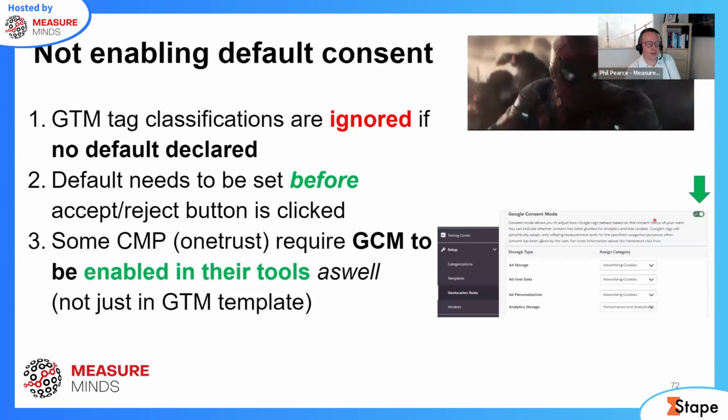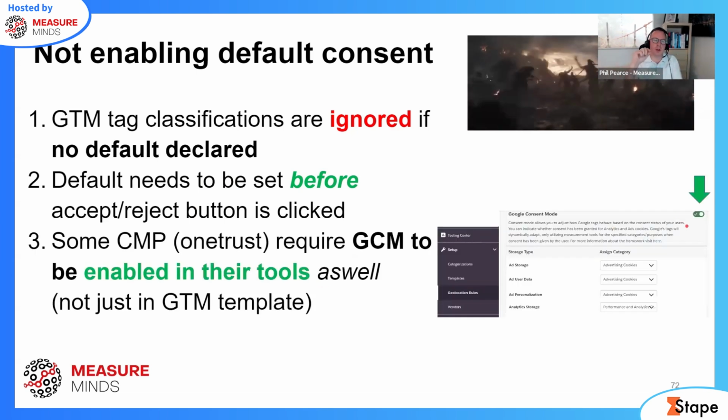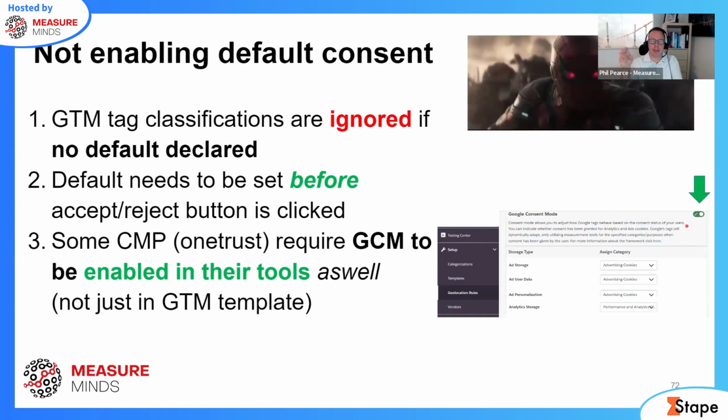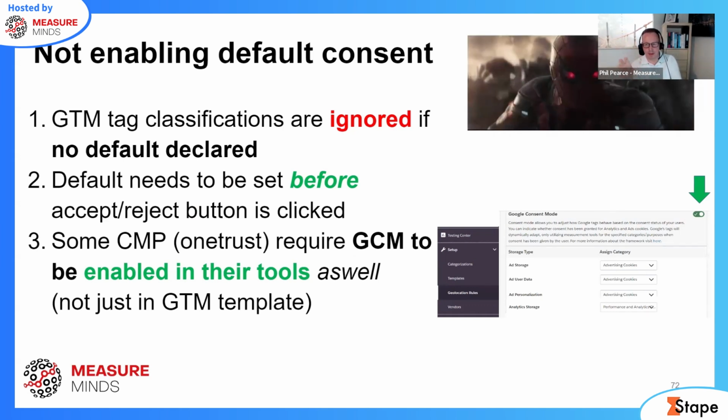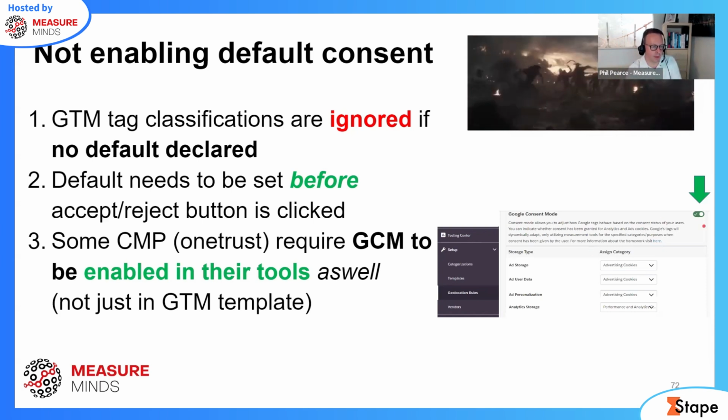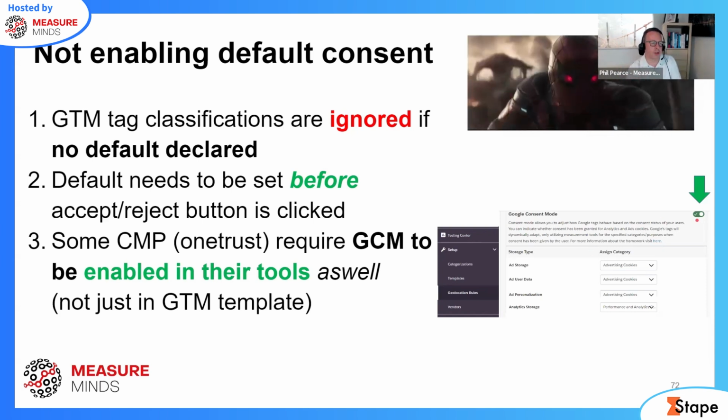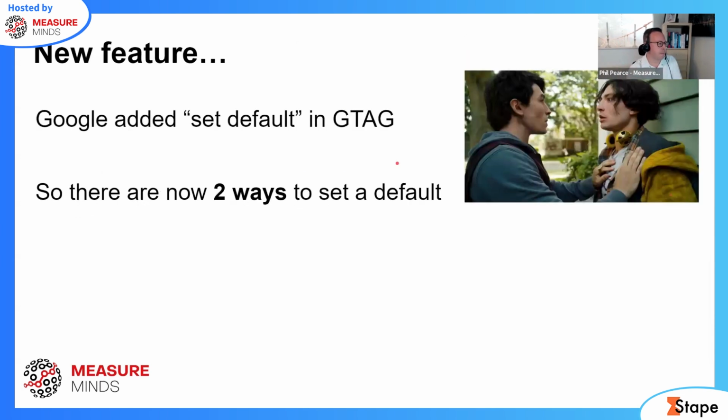Also remember, if using certain CMPs, you have to not just turn on the template and tick the box for consent mode in the GTM template, you also have to turn it on in the TMS as well. This is OneTrust here, so you have to turn it on in two places, not just one.